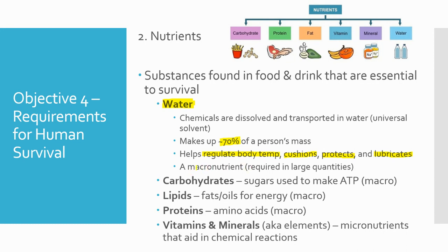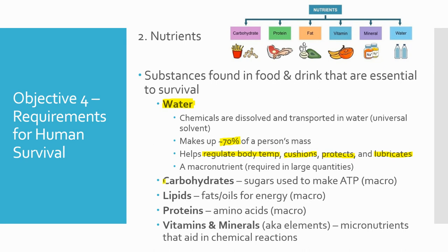We've seen this prefix before. Macro means big or large. And so a macronutrient is just something that's required in large quantities. And so we have to have lots and lots of water because there's a lot of different functions, and it's a medium for all of our chemical reactions.